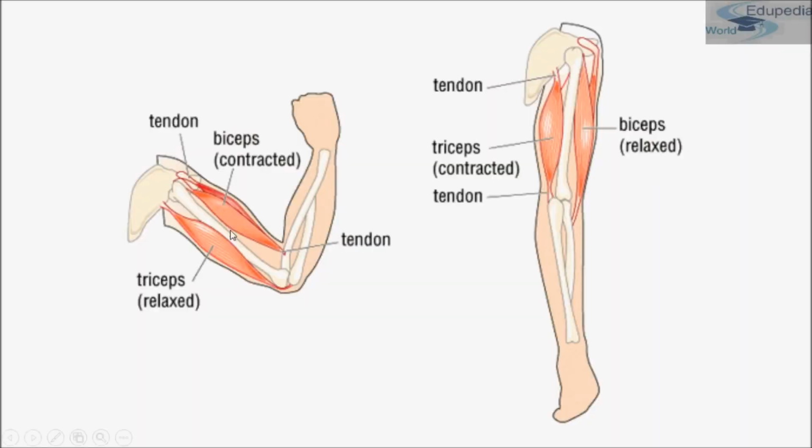This is the biceps in the contracted position because you have pulled your hand closer to the shoulder, and this is the triceps. When the biceps is in the contracted state, the triceps will be in the relaxed state. See here also in the thigh, this is the bicep and this is the tricep. The bicep is in the relaxed position, the tricep is in the contracted position.